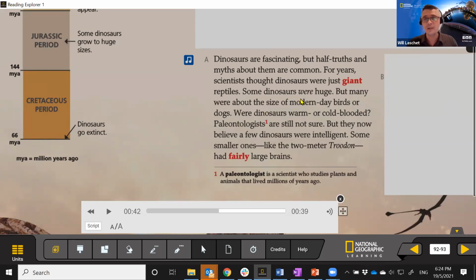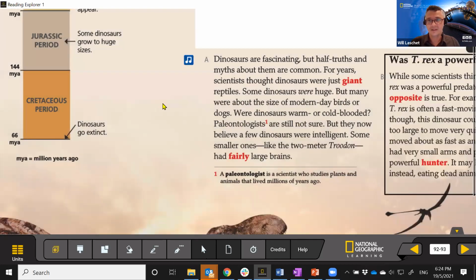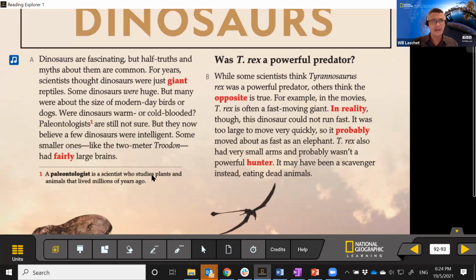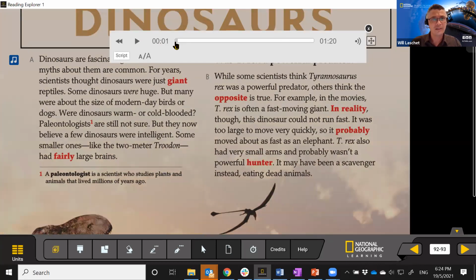Okay, let's move on to the second paragraph. So I'm going to unclick this so that we can see. There we go. And we're going to listen to the second paragraph. I just closed my audio. Track 13. So I need to fast forward that. I think it was about here.